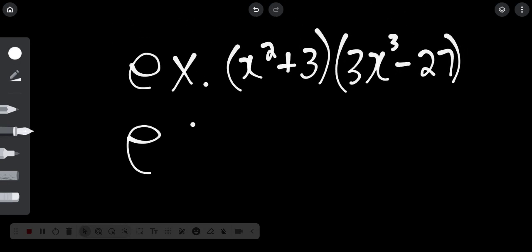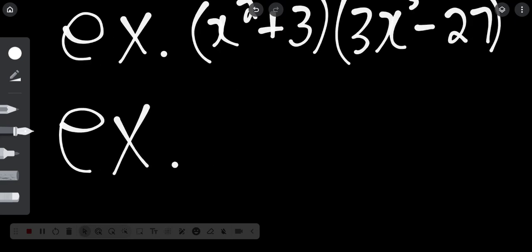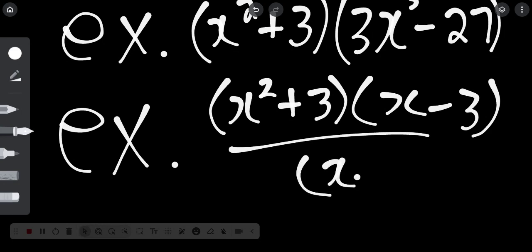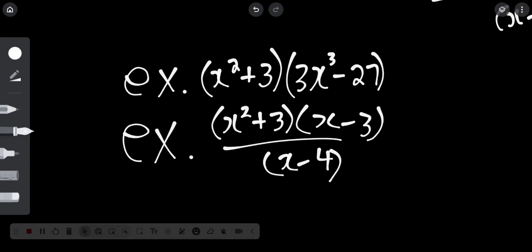And then the quotient rule one, I want you to do the quotient rule for this one. I'm going to give you a combo. It's going to involve a product and a quotient rule. It's going to be x squared plus 3 times x minus 3 over x minus 4. I want to see if you can get that. So just drop your answer, and yeah, that's it.